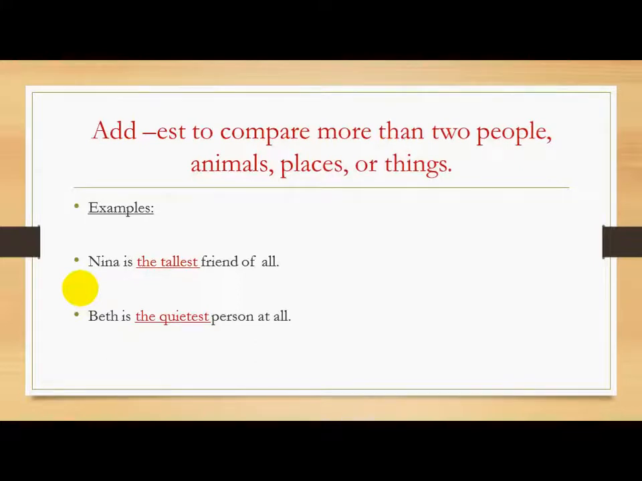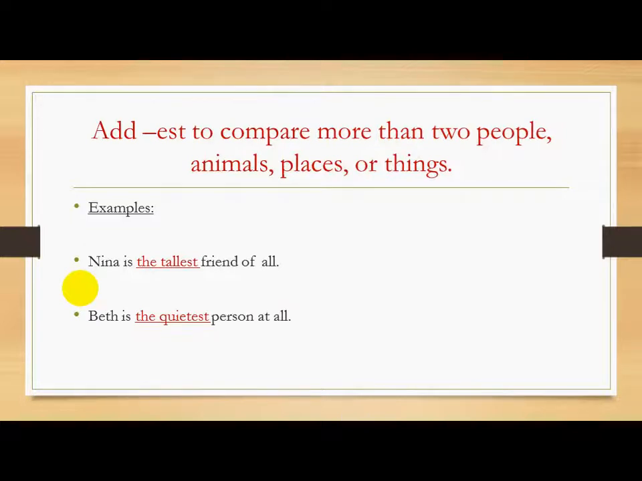What about if I want to compare more than two? So what should we do? We should put est to the adjective, and before the adjective I should put the. Add est to the adjective to compare more than two people or two animals or places or things. For example, Nina is the tallest friend of all. So here I'm comparing between Nina and all the rest of her friends.